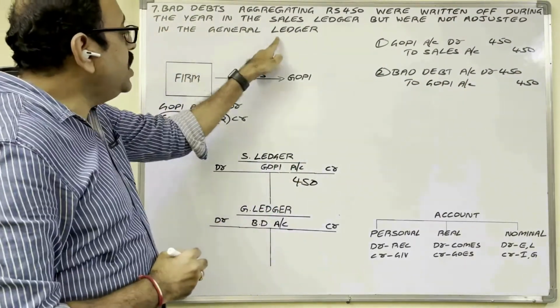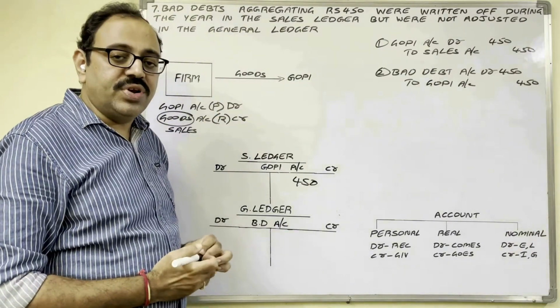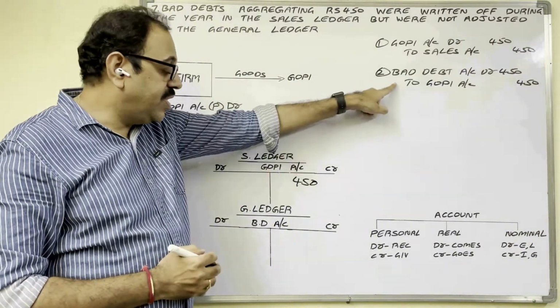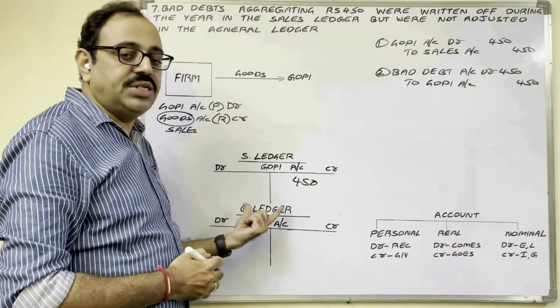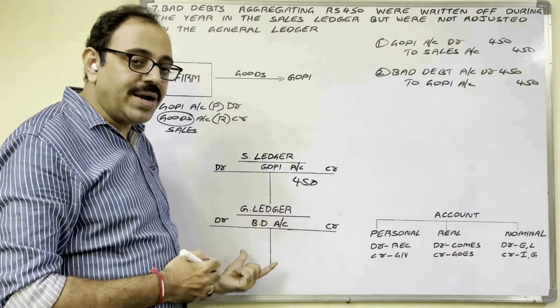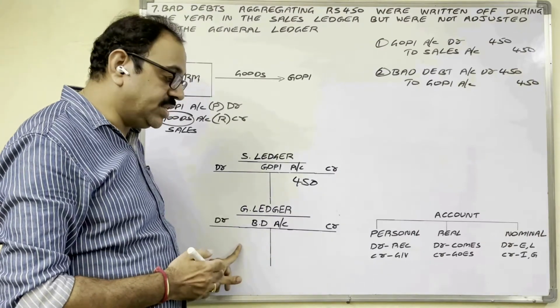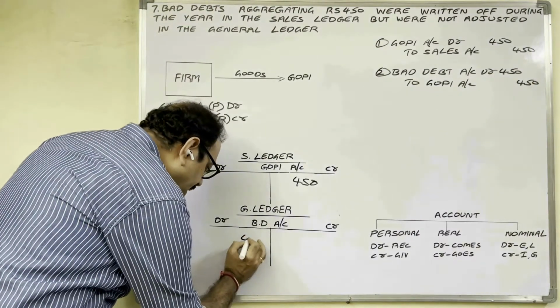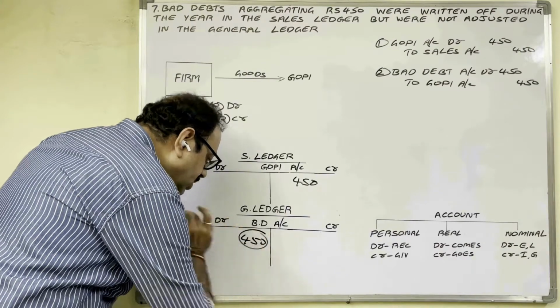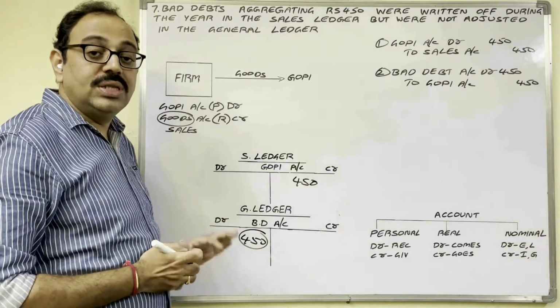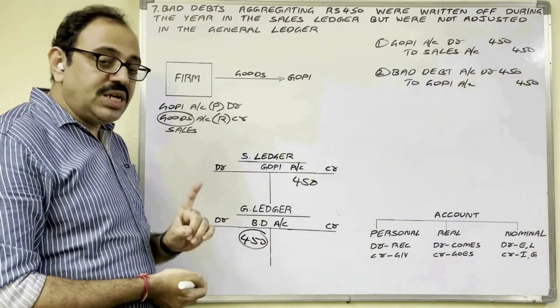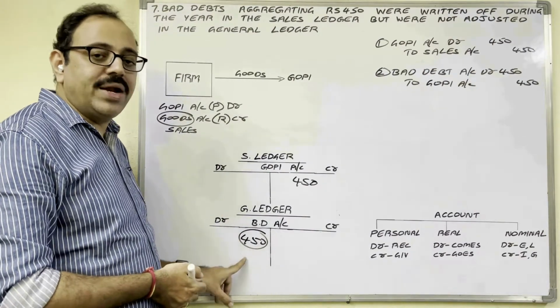And in general ledger they have not recorded this entry. So this is a bad debt entry they have not recorded in general ledger. General ledger contains bad debts account, no? So in bad debts account they should post this on debit side, but they have not posted this amount in bad debt account. This is a mistake. So mistake is in one account, in bad debt account.